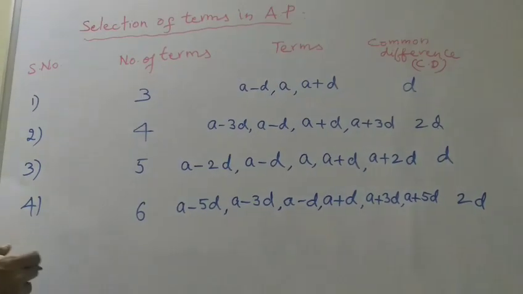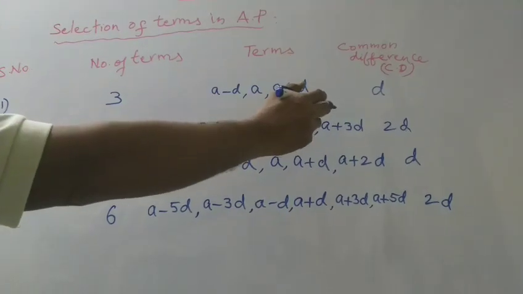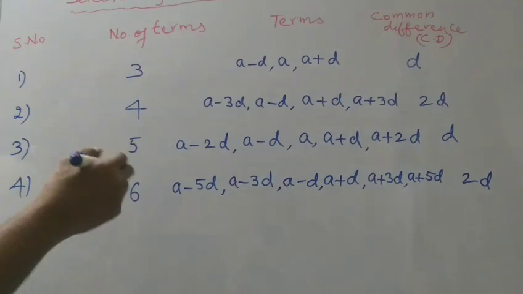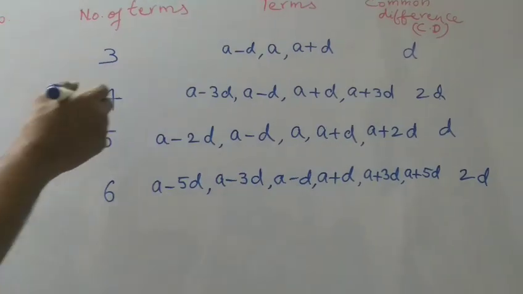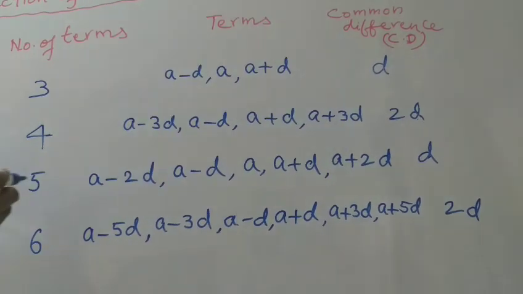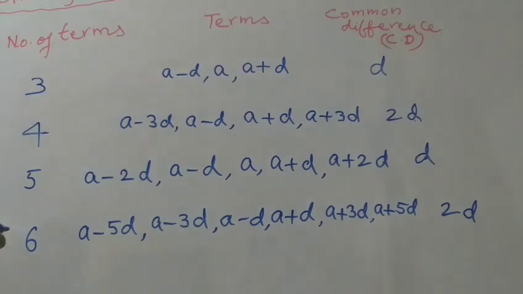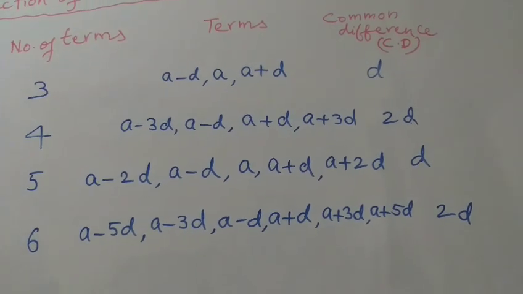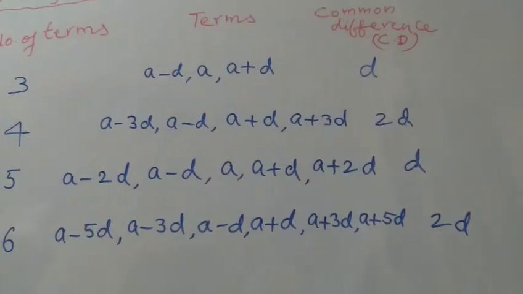So, now whether the common difference is true or not, we have to check once again. We have to check whether for 3 terms the common difference is d, for the 4 terms given the common difference is 2d, for 5 terms the common difference is d, and for 6 terms the common difference is 2d. Now one by one we have to check.